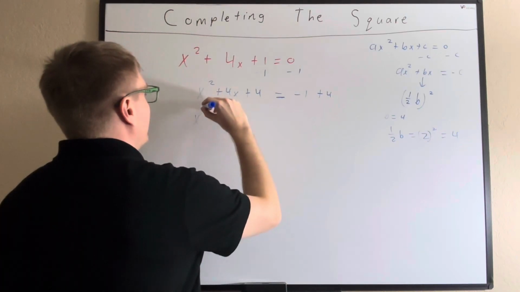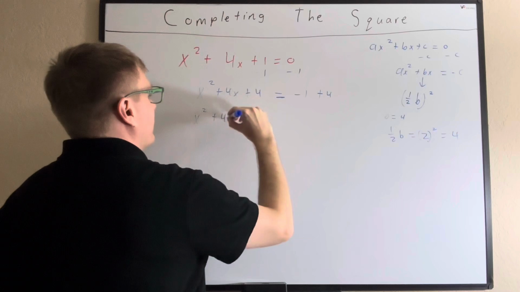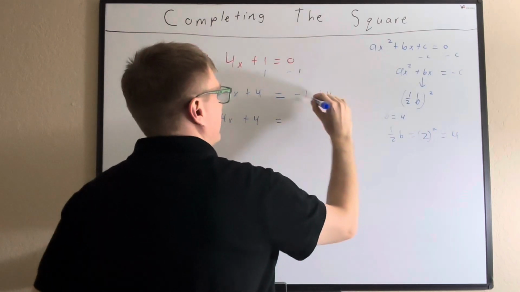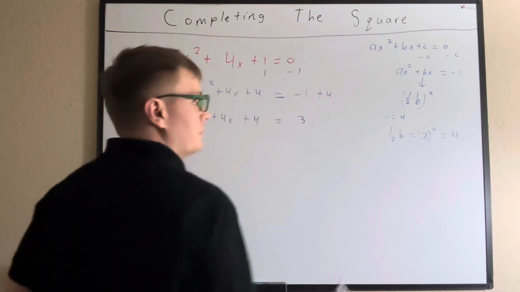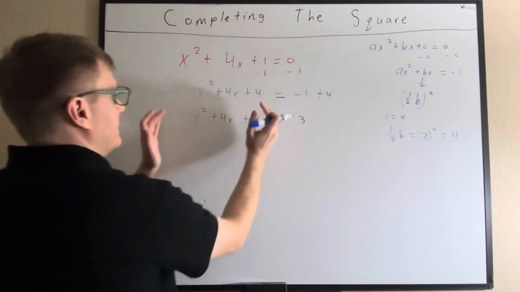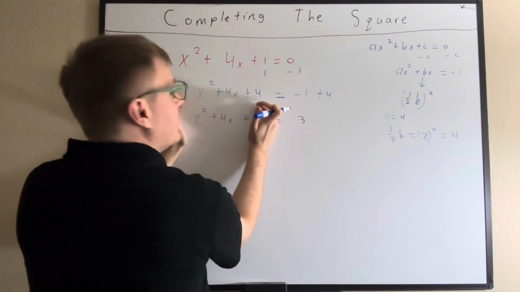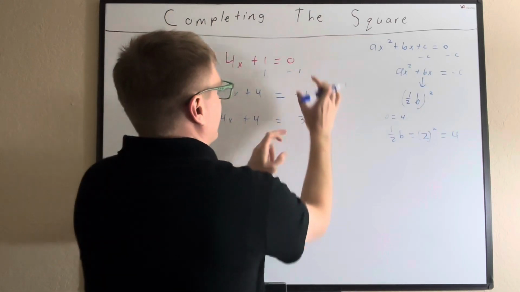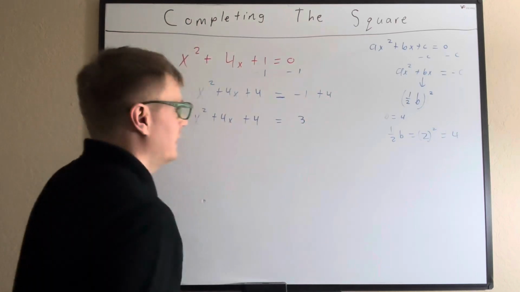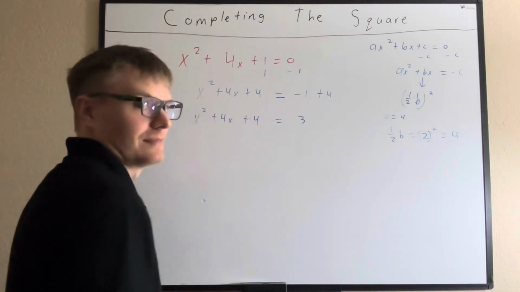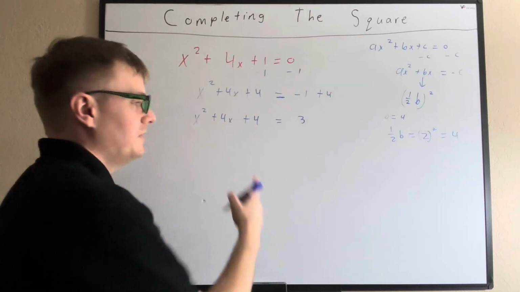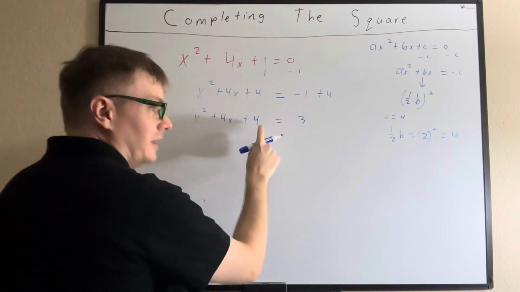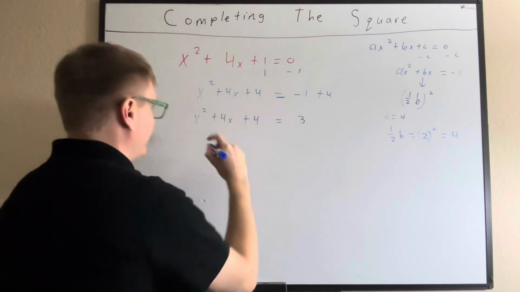Well, what's nice about this method, negative 1 plus 4 is positive 3, is now we have something over here that we can factor, and we just kind of don't have the 0 over here, but that's fine. How can we factor this? Well, what's something that multiplies to get 4 and adds to get 4? 2, right?